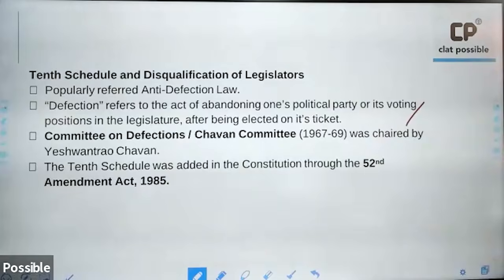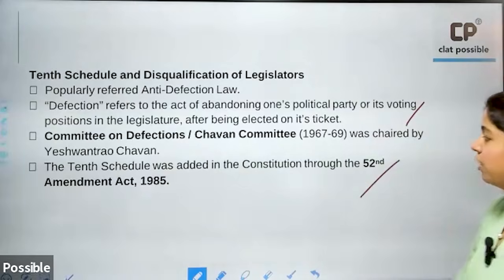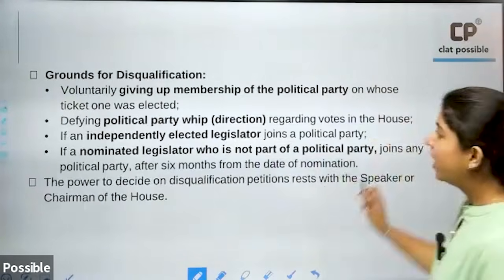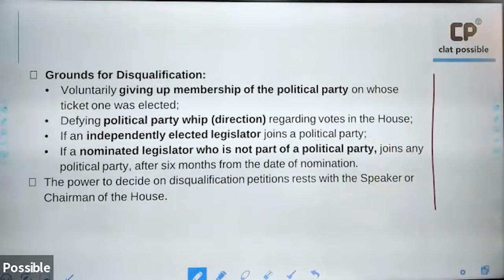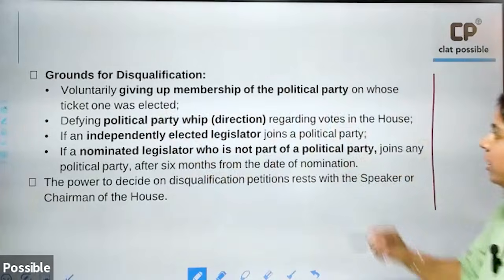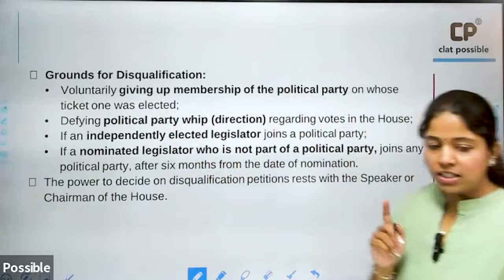elected on its ticket. The Committee on Defections, also known as the Chavan Committee, was chaired by Yashwantrao Chavan in 1967-69, and then through the 52nd Constitution Amendment Act of 1985, the 10th Schedule was added to the Constitution. What are the basic grounds of disqualification under defection? The first is voluntarily giving up membership of the political party on whose ticket one was elected.